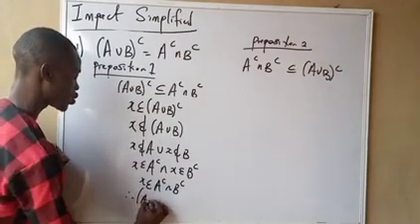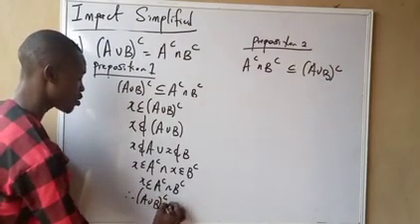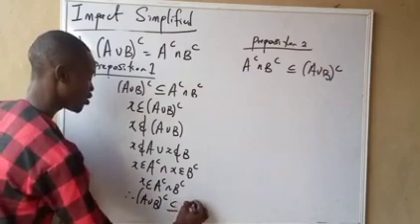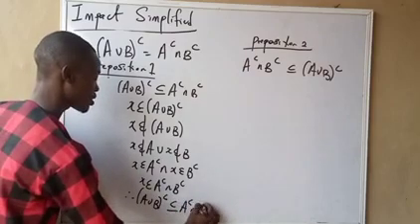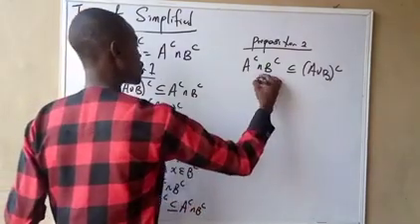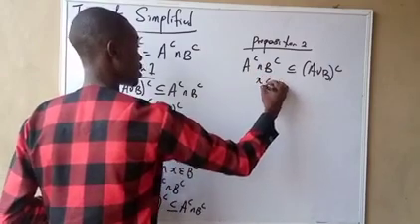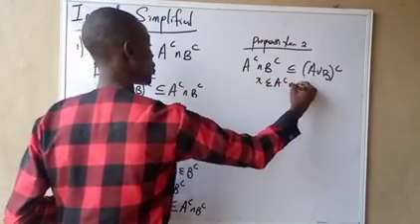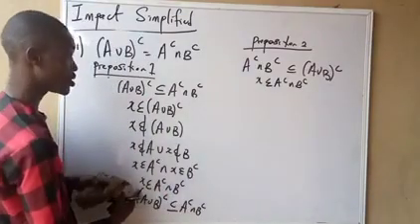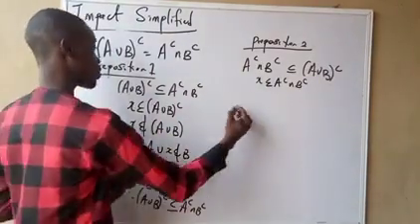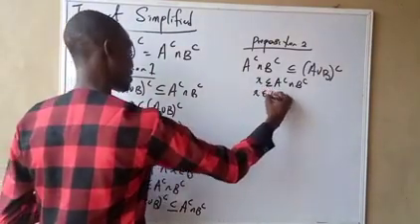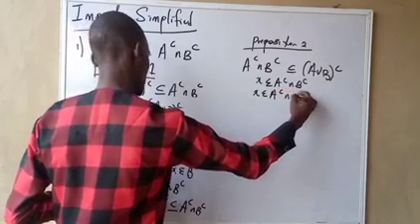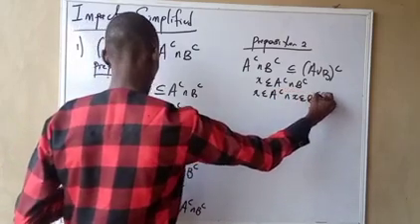Therefore, we assume that A union B complement is a subset of A complement intersection B complement. And for this, we don't have to waste our time again. I've said it, what we just do is to copy it backward. This line is X is an element of A complement intersection X is an element of B complement.